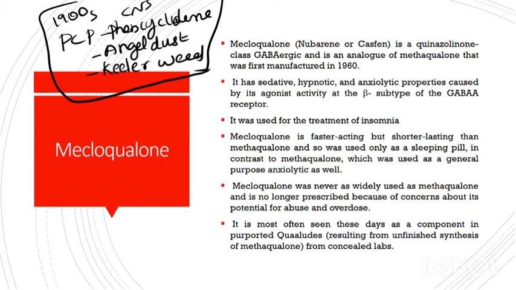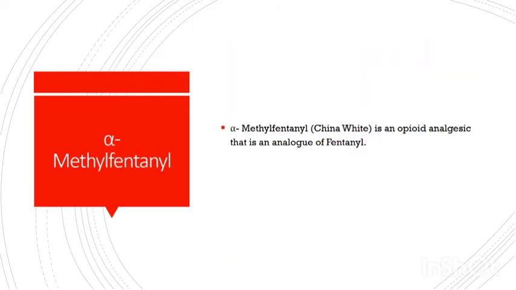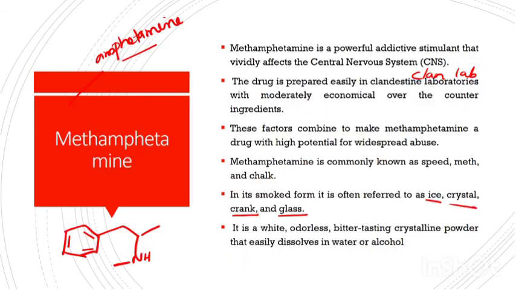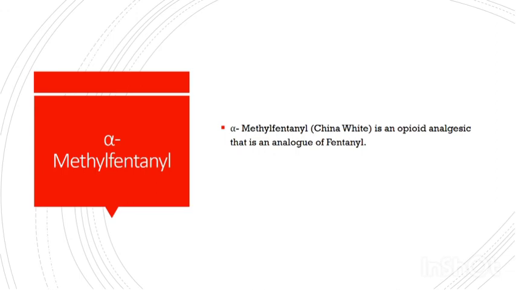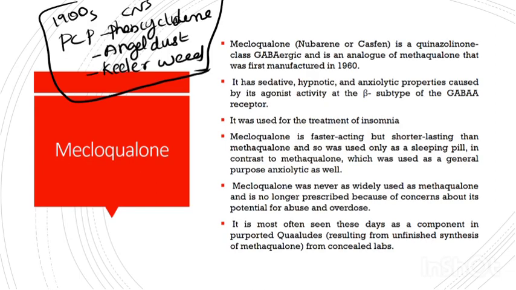This is also an example, and one more example is mescaline. Mescaline occurs naturally in three major species of cacti, and is also used as a designer drug. So these are some of the examples of designer drugs: methamphetamine, then MDMA, then TFMPP, alpha methyl fentanyl, methaqualone, and also PCP. In the next session we'll discuss the forensic examination of these drugs. Some chemical tests are there for identifying these designer drugs. So in the next session we will discuss that. Thank you.